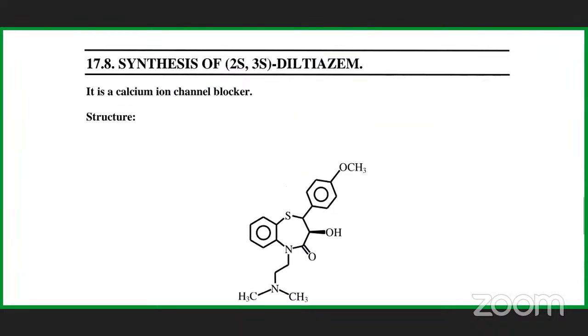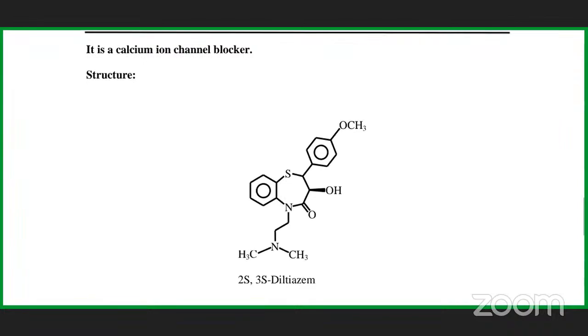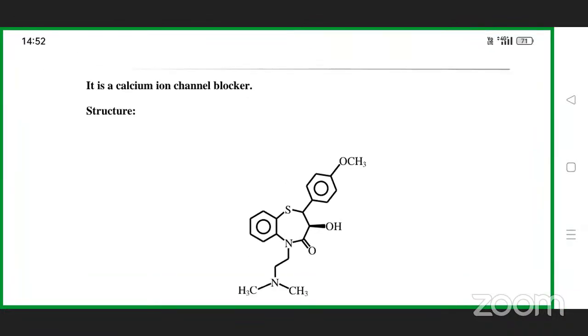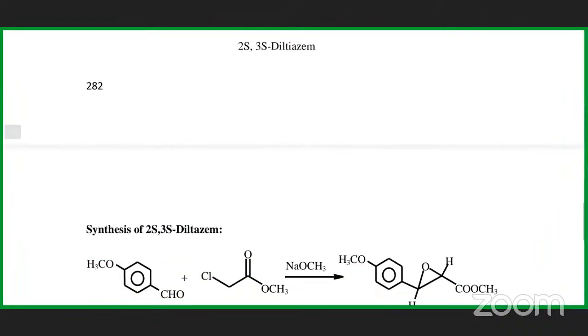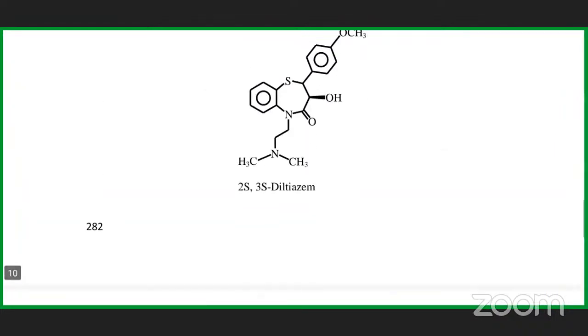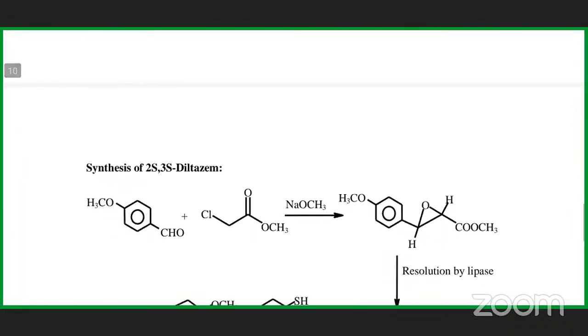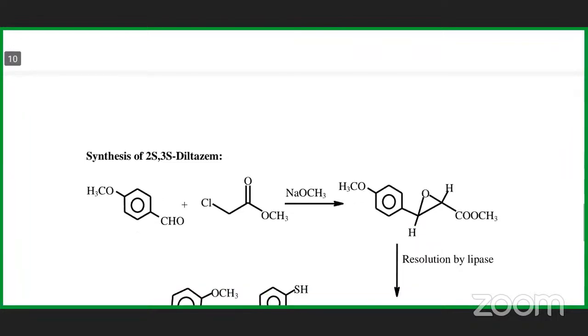It is very important because I found that it is repeated many times in the examination. Synthesis of the drug is asked. So the thiazepine ring, the core moiety, is attached with the tertiary amine group and methoxyl benzene. Next, the synthesis is very simple.